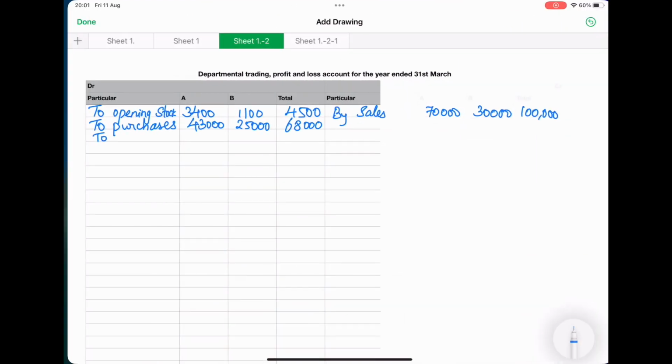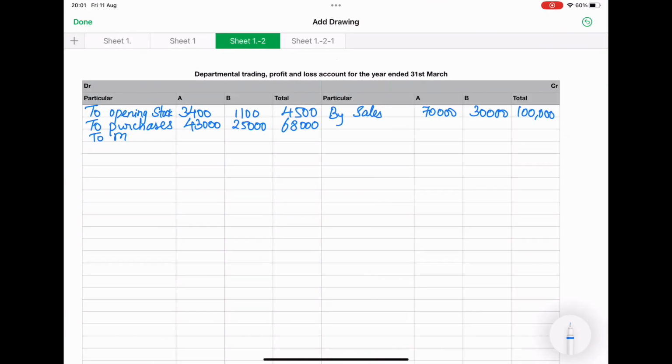To marine insurance, 7:3 ratio. Total marine insurance 2,400. 2,400 into 7/10, we get 1,680. 2,400 into 3/10 will be 720. Next, there is no other trading account related item, so we are going to calculate the gross profit.